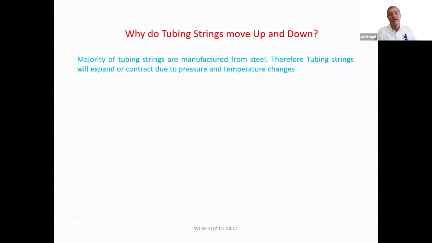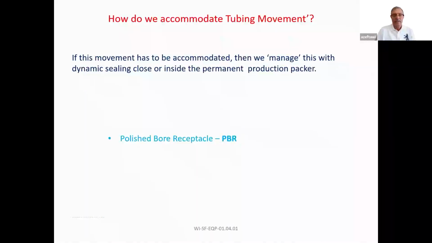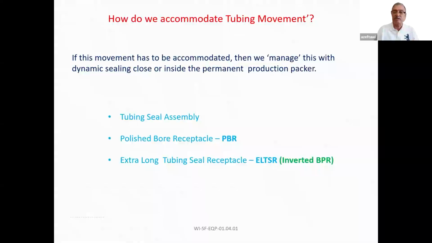We need to talk about these devices that we put within the completion tubing. These devices are actually there to absorb the fluctuation of length due to the change of temperature. What we have is what we call the polished bore receptacle, PBR. We have the tubing seal assembly. We have the extra long tubing seal receptacle, we call it ELTSR. And we have expansion joints. After a while, we will talk about each one of them to explain how it works.